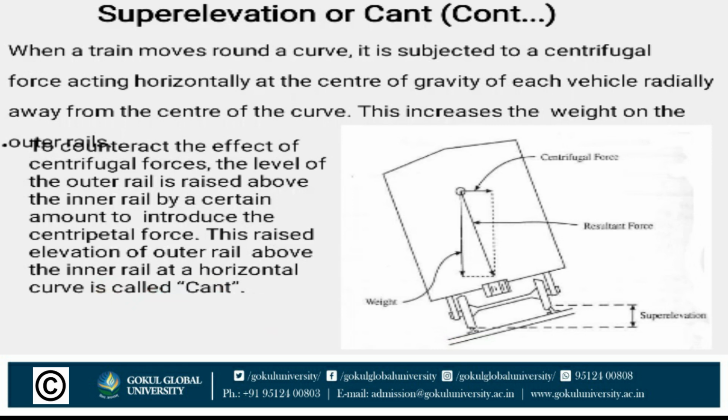Super elevation. What is the super elevation? When the train passes on the curve, horizontal thrust, also known as centrifugal force, acts horizontally at the center of gravity of each vehicle. When the train passes on the curve, the outward force, meaning centrifugal force, acting on the vehicle is also able to throw the vehicle out of the track. That's why the super elevation is provided, to negotiate the effect of centrifugal force.